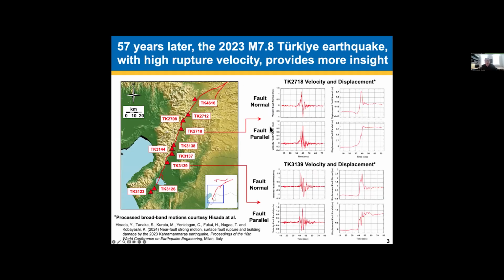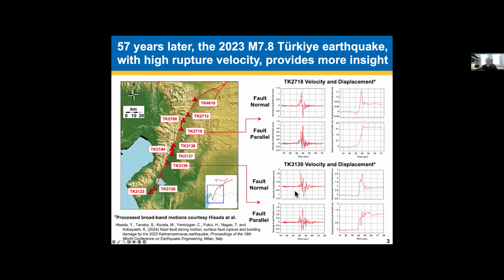And so, 57 years later, we're sort of getting an answer to how large these fault normal pulses and directivity fling steps can be. I'm showing you some data from the Turkish earthquake. This is data that was shared by Hasada. He processed these records to remove the velocity trend and thereby get estimates of the full broadband with permanent displacement. And you can see at site 2718 the velocity double-sided pulse, a fault normal pulse, and then the fault parallel, a large fling step.